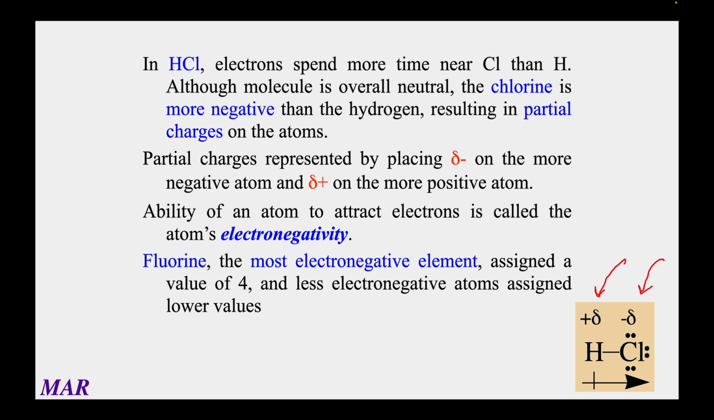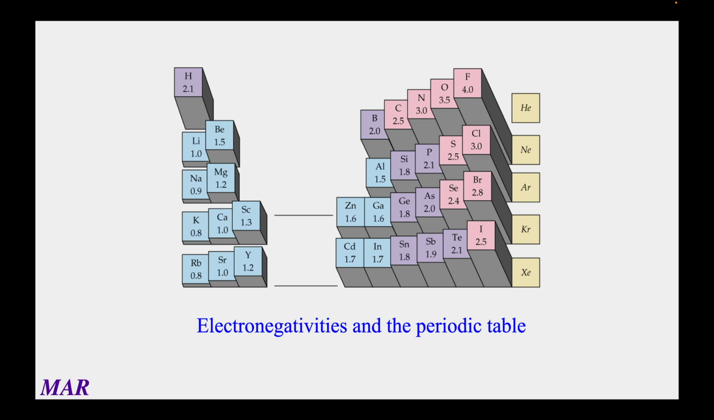So fluorine will always be that delta negative, like chlorine down there, with any other atom, unless it's fluorine itself. So fluorine loves electrons, and most of the other elements don't like electrons as much as fluorine does. Here are some values for electronegativity, and you can see at the top right-hand corner, fluorine is 4. It's the biggest one, and that just shows that it's more into electrons than anything else.